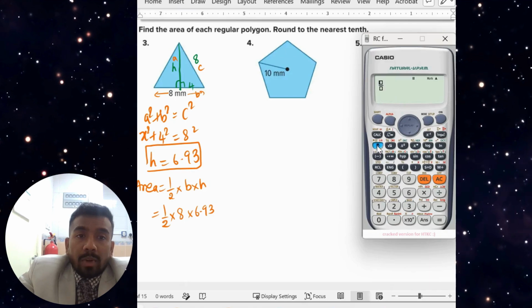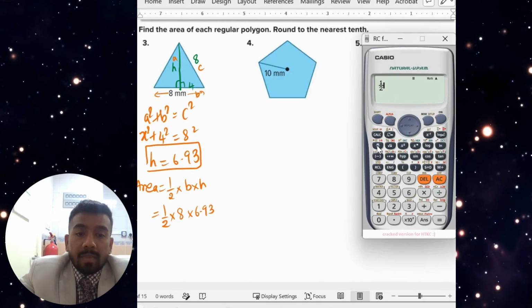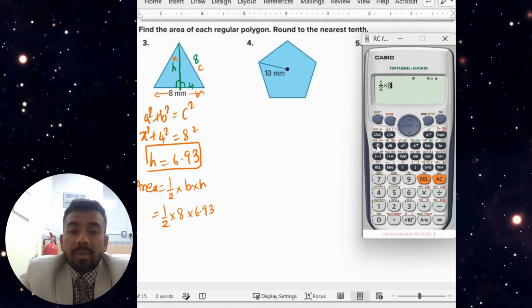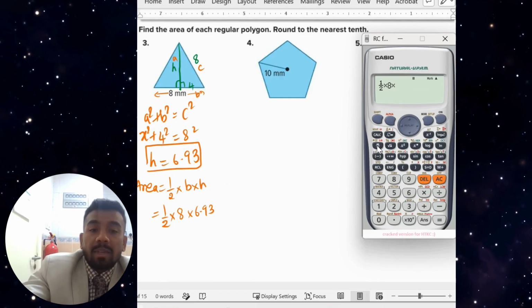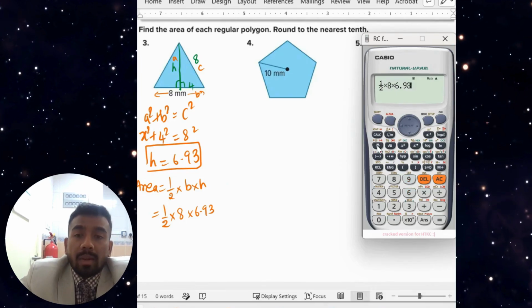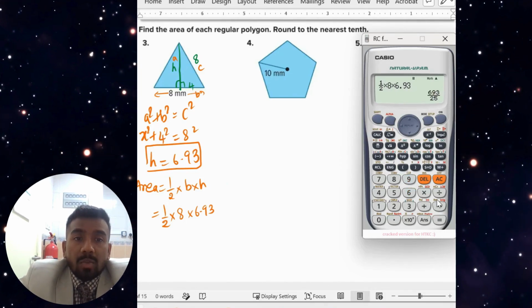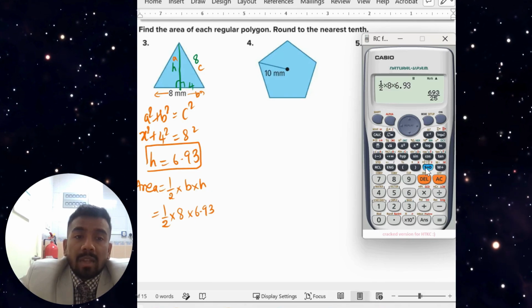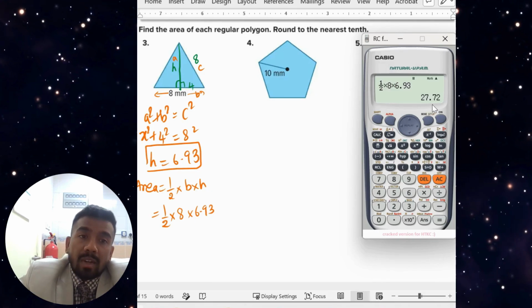So it's 1 over 2 times. Along with this, I'm also teaching you how to put it in the calculator side by side so that you master everything. So what's the height you get? What's the area you get? 27.72.